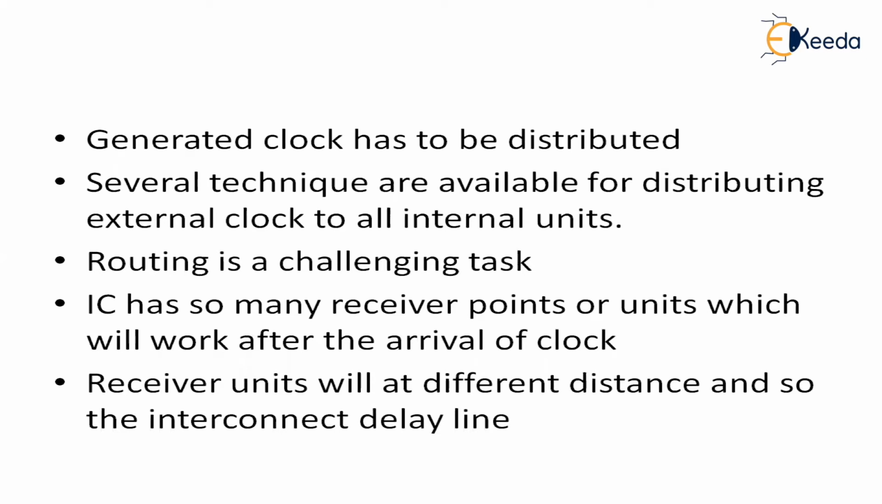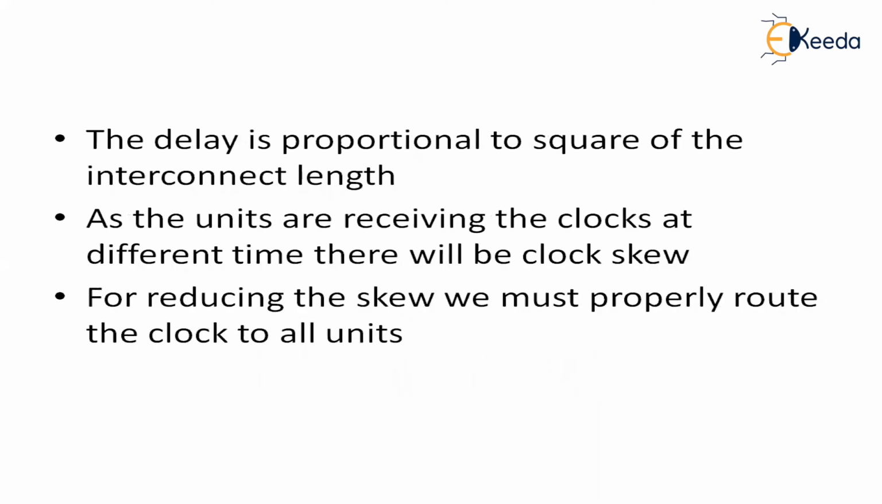The receiver units will be at different distances. One block will be at one distance and some other block at a different distance. But still my clock has to be routed to all of them. The clock signals will be connected through various interconnects, nothing but wires. All wires have some delay, and as we know, the delay is proportional to the square of the interconnect length. So when the length increases, the delay also increases.